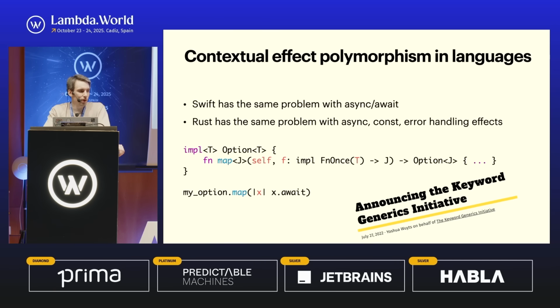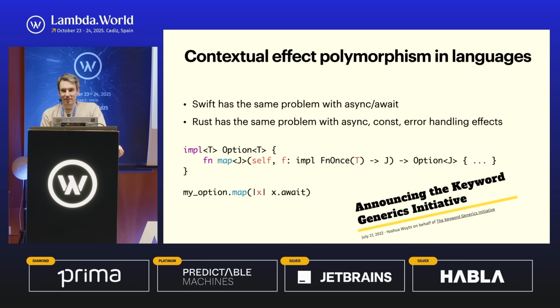And because they have more effects, they try to address this with a so-called keyword generics initiative, where you can mark your functions with async question mark, const question mark, error question mark. It's like it was in development for 3 years. It's still under development, because of reasons. It was a nice initiative, but unfortunately, they still didn't reach the end of it.